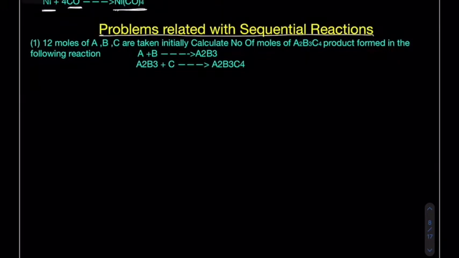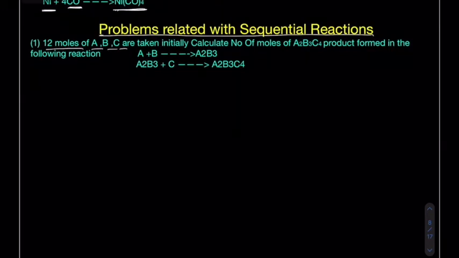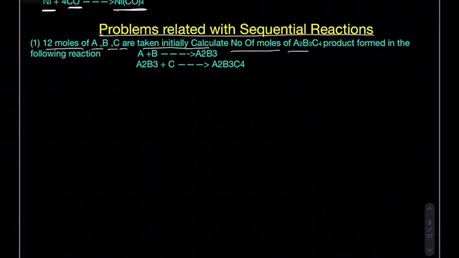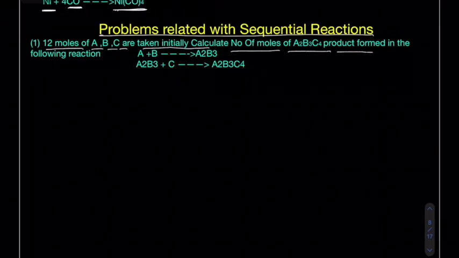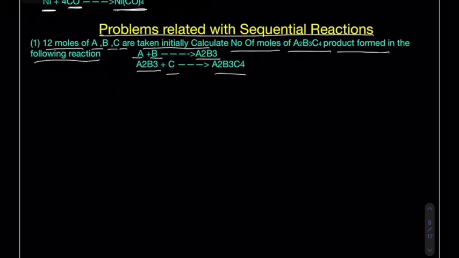Now the first problem: 12 moles each of A and B reactants are taken initially. Calculate the number of moles of A2B3C4 product formed in the following reactions. There are two reactions given to you. First reaction, A plus B gives A2B3. Second reaction, A2B3 plus C gives A2B3C4.